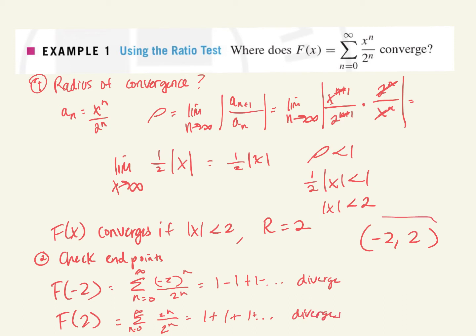Okay, so therefore keeping it as this open interval is accurate. We wouldn't close off at -2 or 2. Both of those diverge, so it converges in between -2 and 2. So f of x converges here.